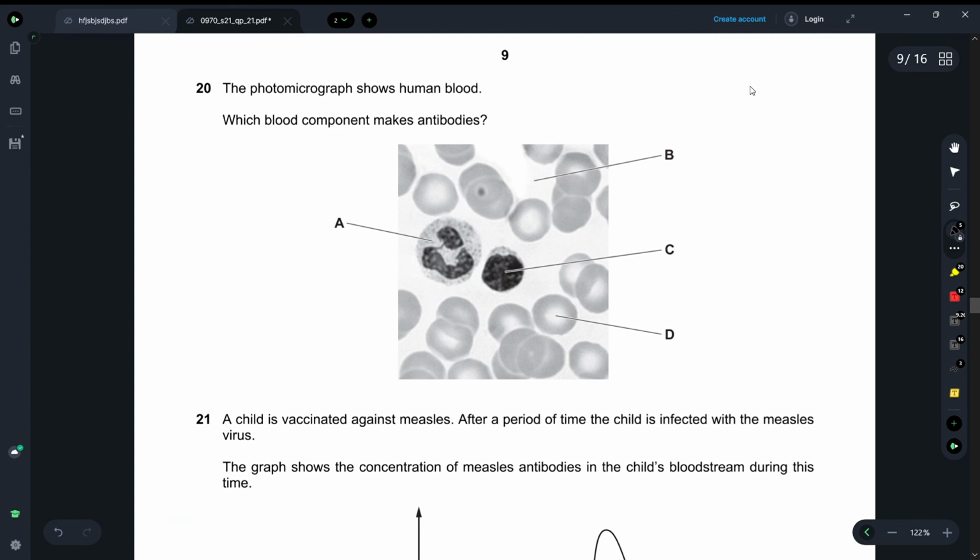Question 20 gives a photomicrograph that shows human blood.